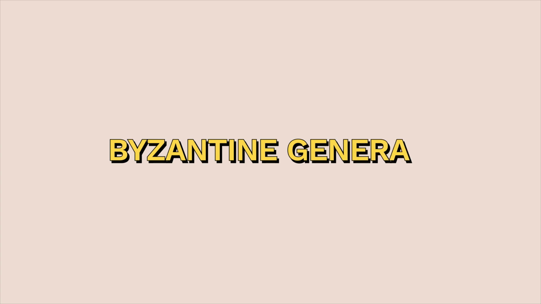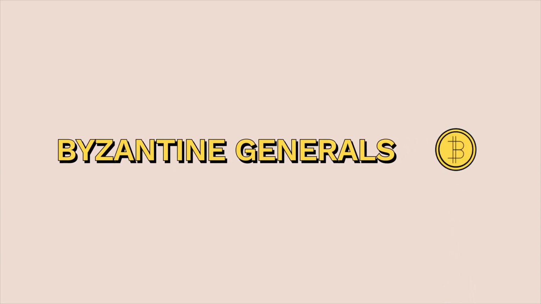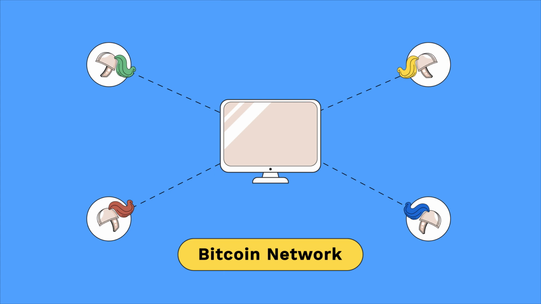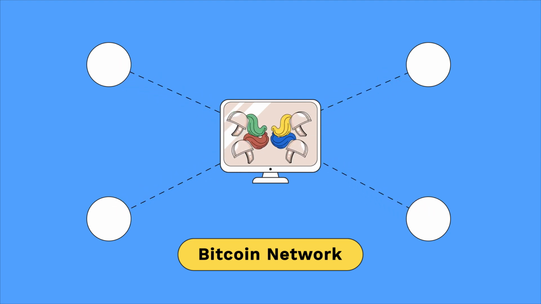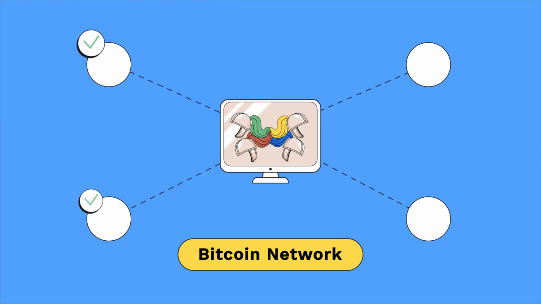Let's apply the Byzantine general's logic dilemma to the context of Bitcoin. Each general represents a network node. These nodes need to reach a general agreement, or consensus, on the current state of the Bitcoin network. This is done by the majority. If the majority of nodes agree, they all execute the same action to avoid failure.